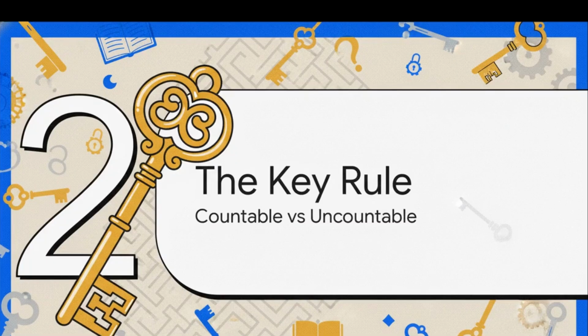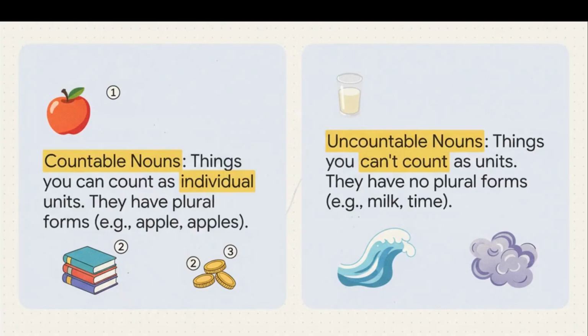Okay, pay close attention, because we're at the most important part of this whole thing. Seriously, if you get this next idea, you've basically cracked 90% of the quantifier code. This right here is the master key. And here it is, the big secret. It all comes down to the difference between countable and uncountable nouns.